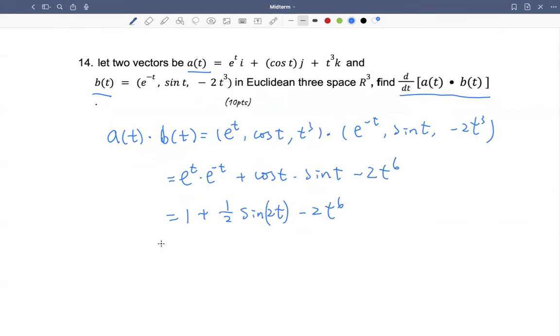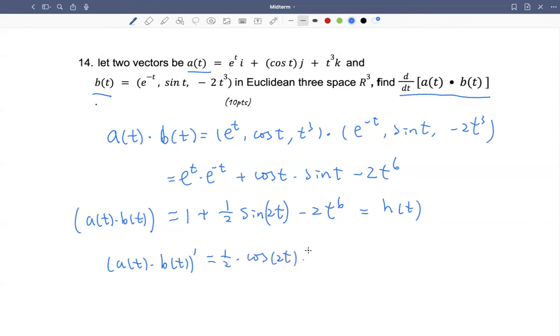So that's the dot product of those two. Then we see this as some function, which we can call h of t. How do we take the derivative? Just take the derivative of that. So the derivative of A dot B: the derivative of one is zero. The derivative of the next term is a half times cosine 2t times two by the chain rule, minus 12 t to the fifth, since t to the sixth gives six times two. Then half times two is just one. So we just get cosine 2t minus 12 t to the fifth. And that's it. So that's the midterm.